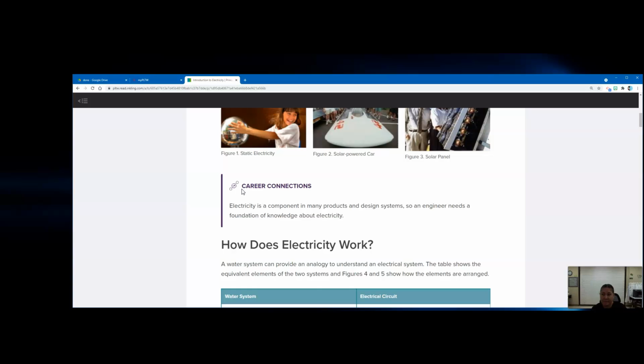For careers, we know about electrical engineers, but you need to know a little bit about electricity to design any sort of a system so that you don't override whatever else you're working on. If you're working on something mechanical, you need to have electricity with it. So an engineer has to have a basic knowledge of that.